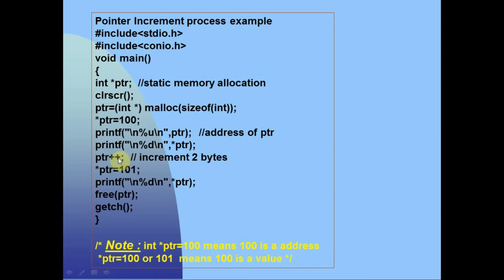As in the earlier example, the starting address 1000 means the next address is 1002. Print of asterisk ptr, the answer is 101. Then free of ptr, we are just removing the memory allocation space from the ptr pointer variable.